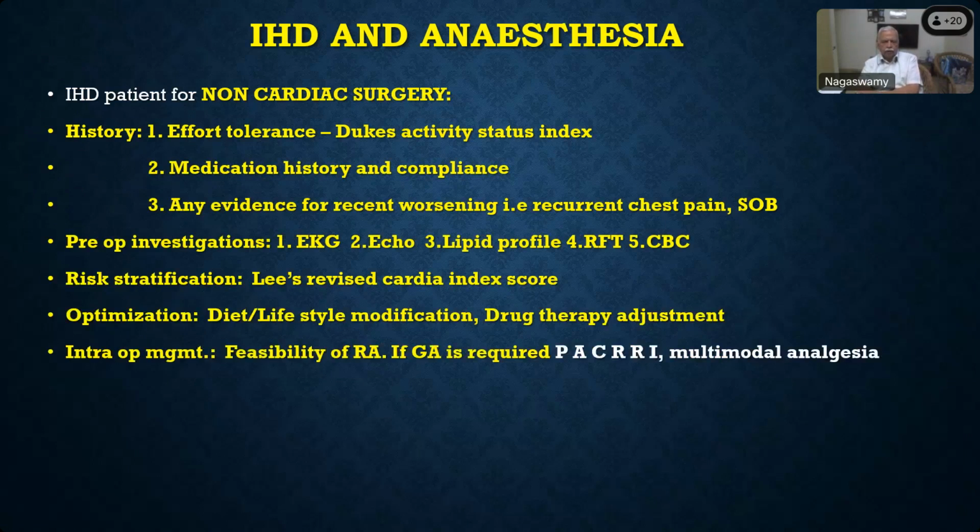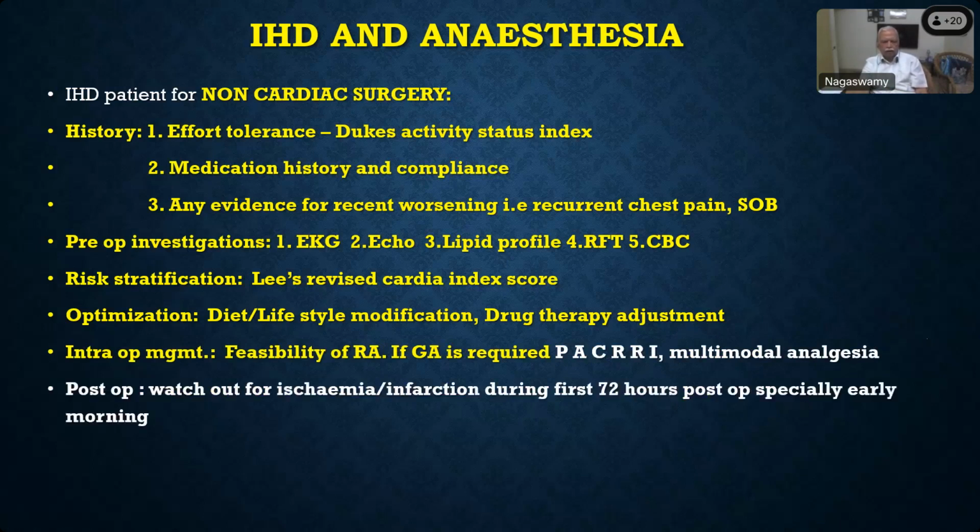Intraoperative, wherever possible, you can use a regional technique, especially for limb surgeries, you can use plexus blocks. If GA is required, the goals are preload, afterload, contractility, rate, rhythm, and ischemia prevention. These are the 6 things you have to keep in mind in these patients. Always go for multimodal analgesia, which can include some of the blocks or local anesthetic techniques.